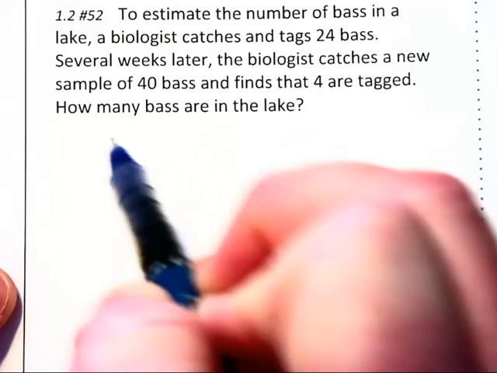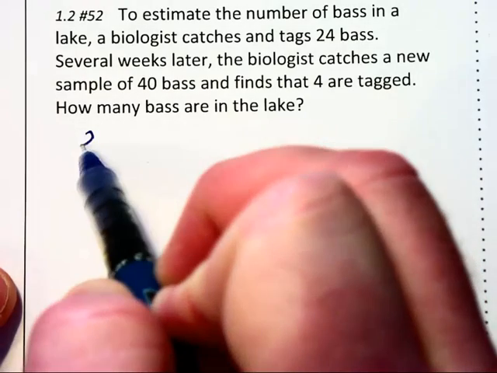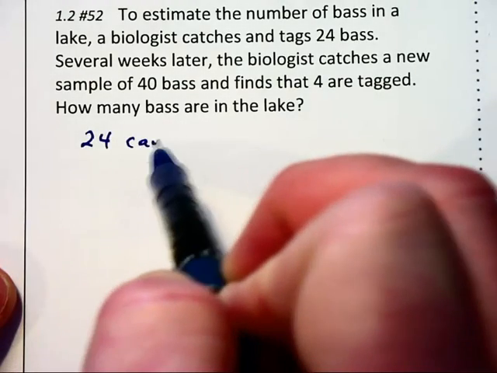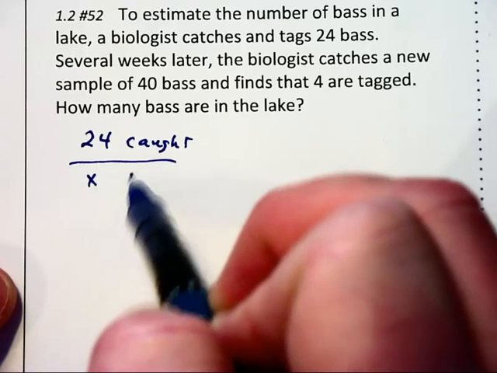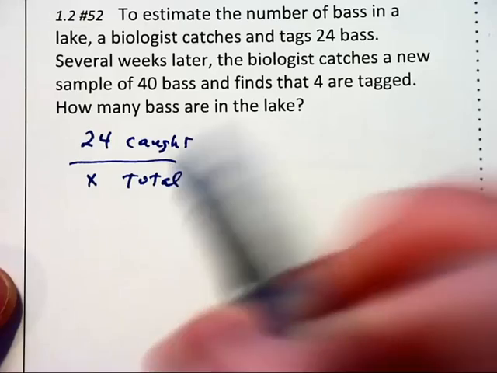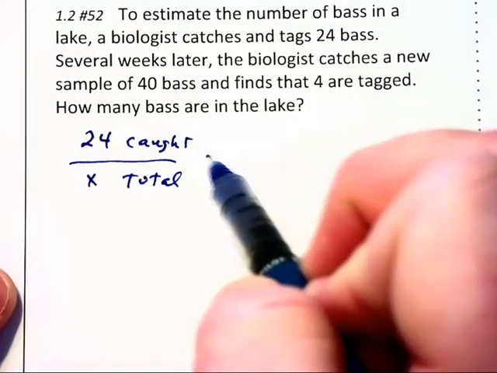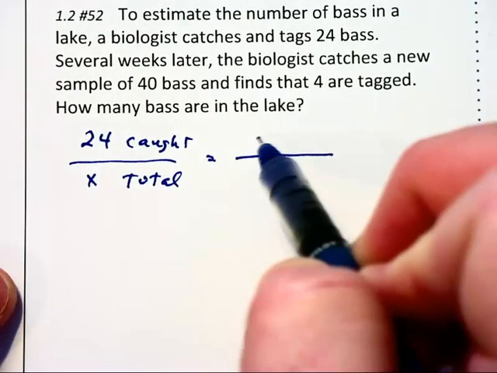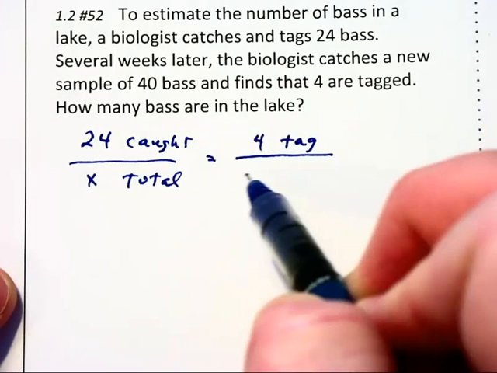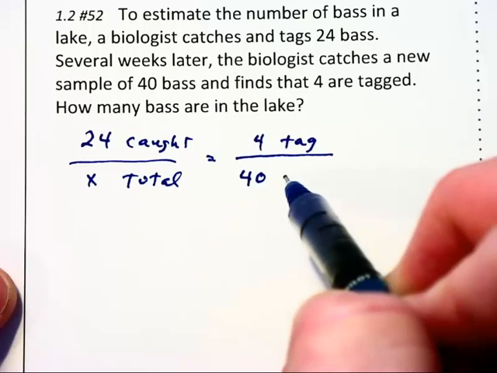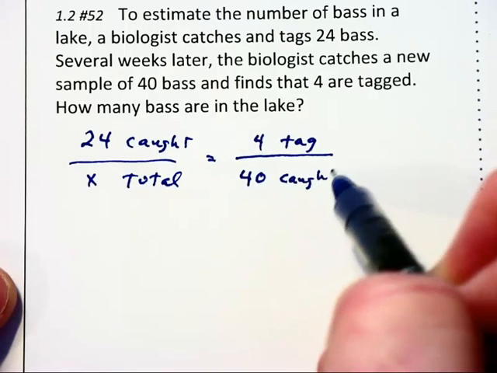The first time, 24 bass are caught out of a total which is unknown. So I'm going to write x total down there in the denominator. Now, of that, we catch 4 that are tagged out of the 40 that are caught this second time around.